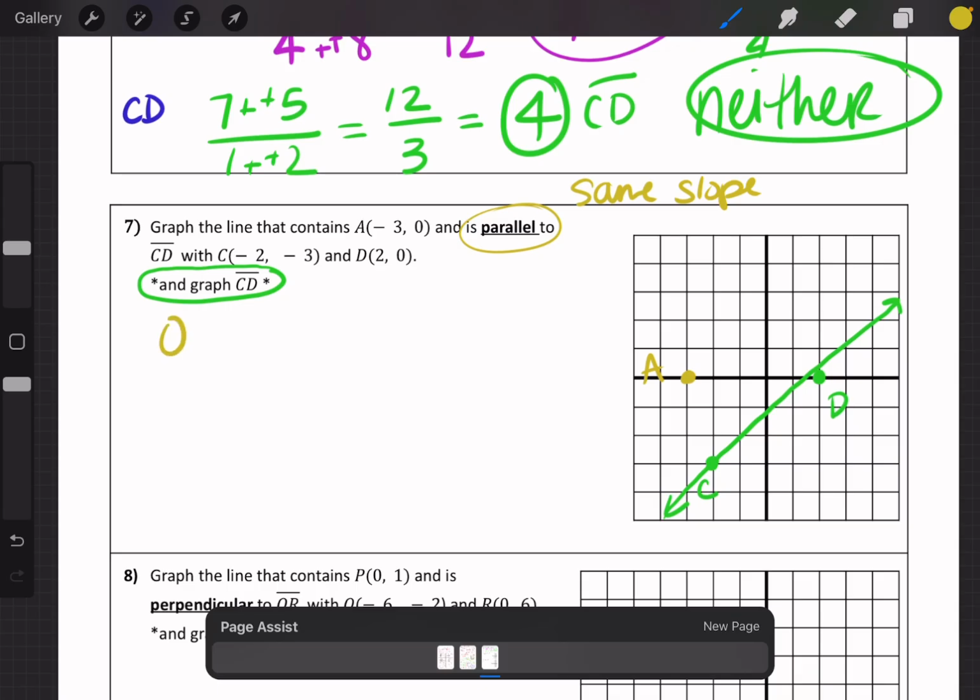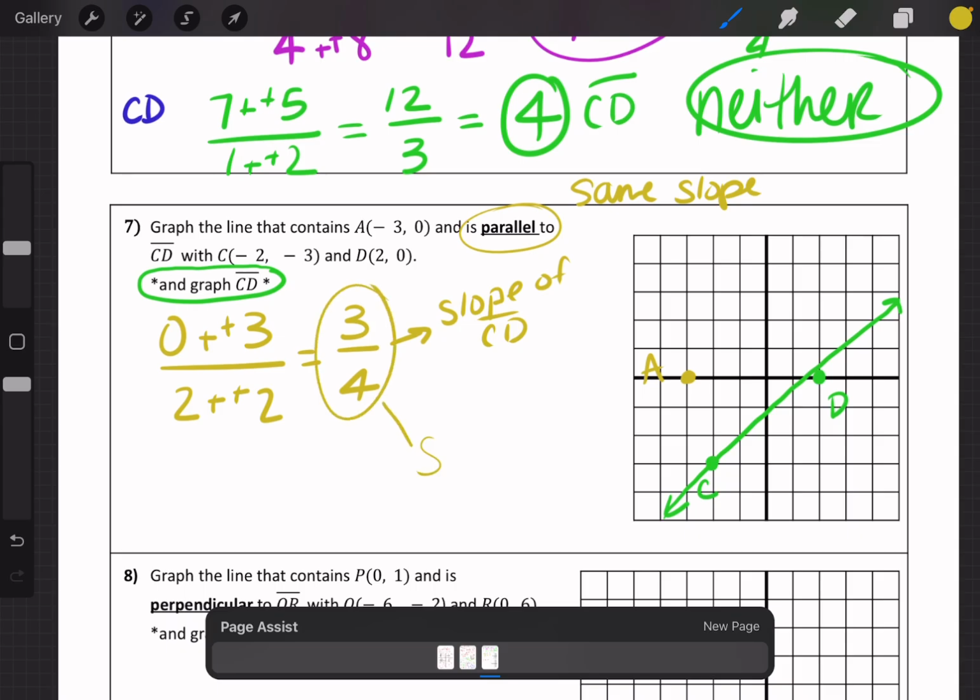We're going to do 0 minus -3 on the top. We're going to do 2 minus -2 on the bottom. We got some combining to do. We got 3 over 4. This is the slope of CD. If we want to be parallel, we want that same slope. Same slope. So that's also going to be our slope.